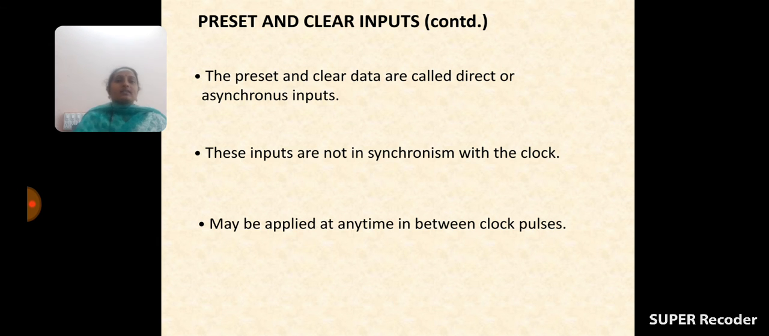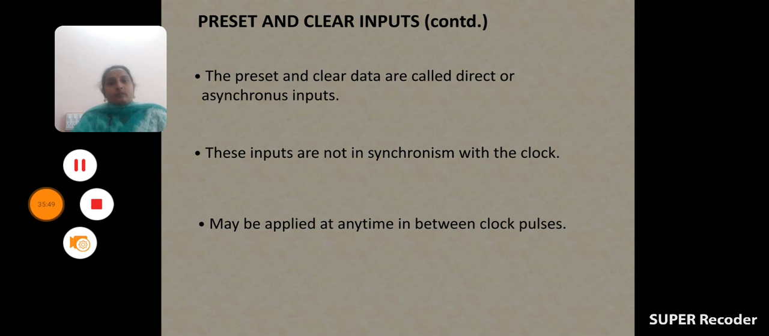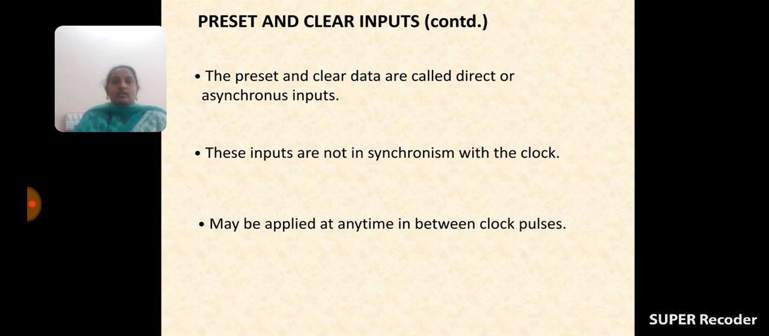And why are these called asynchronous inputs? Irrespective of clock pulse, these are working. Even though the clock pulse is present or not present, by the application of these two inputs, preset and clear, the output is changed directly. So these inputs are called either direct inputs or asynchronous inputs. Why direct? By the application of these inputs, the output is directly changed irrespective of the input and clock pulse.